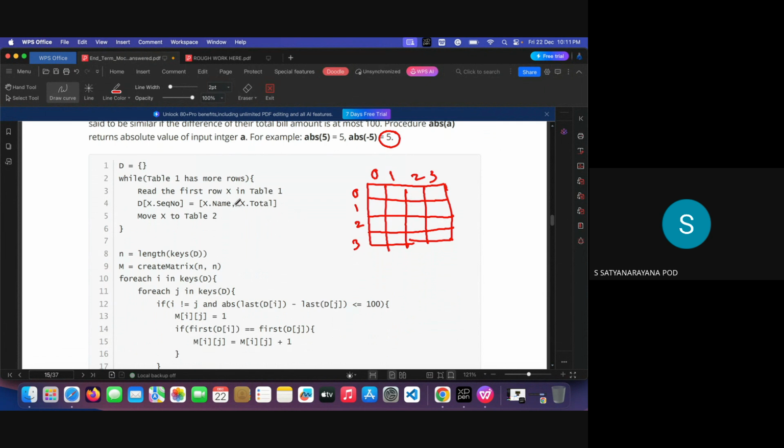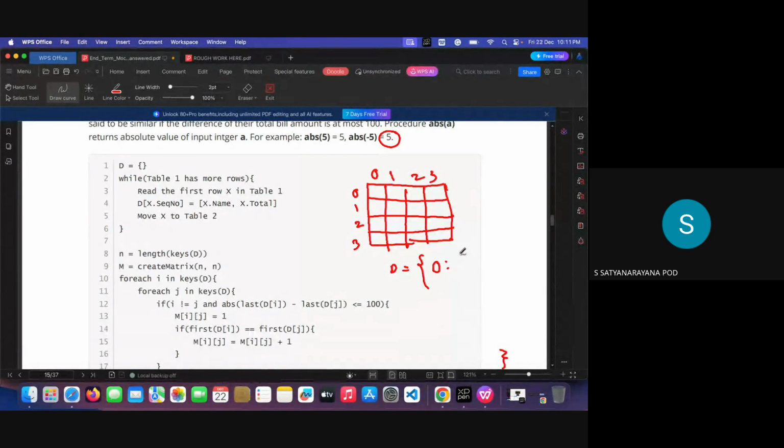D is a dictionary that is taken. A sequence number is created as a dictionary key. In that, name and total are there. A dictionary D is created, which might be a big dictionary. In this, for sequence number 0, the 0th bill is added with X dot name and total.